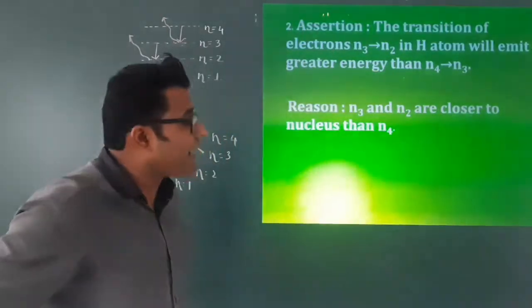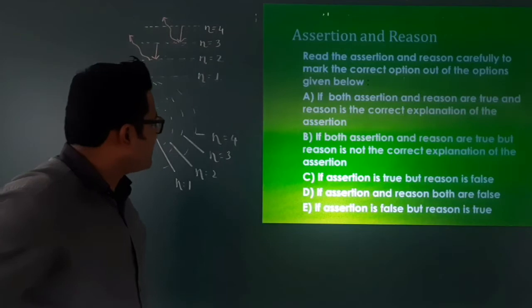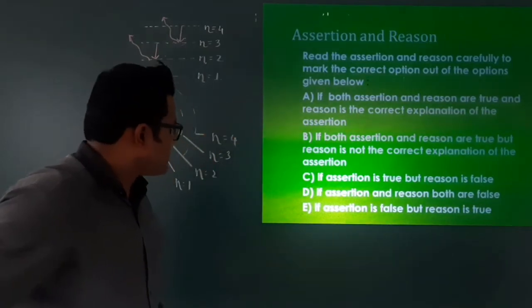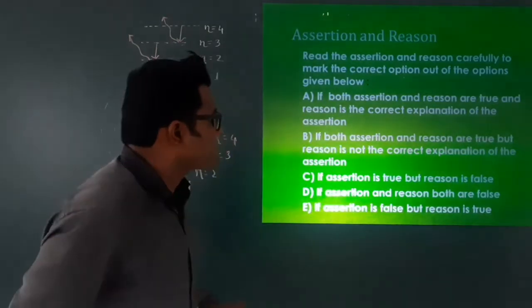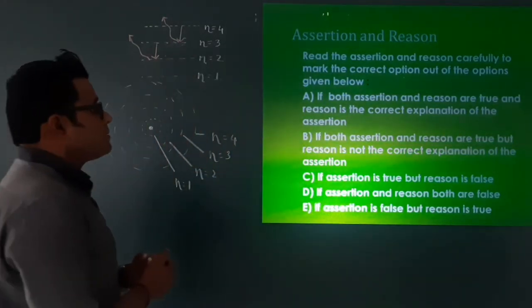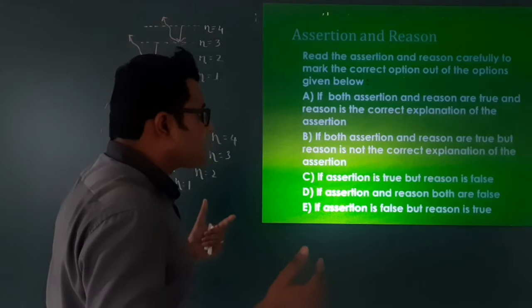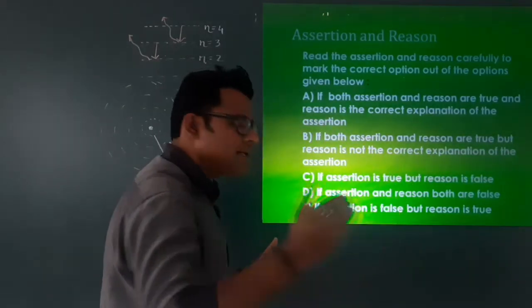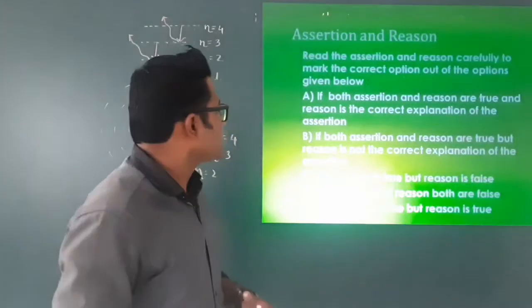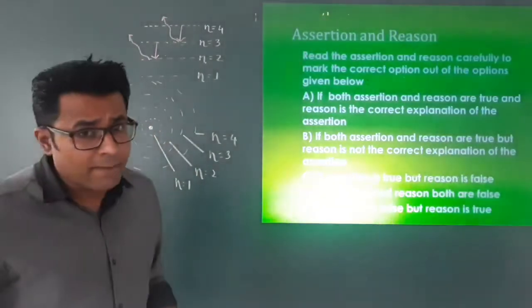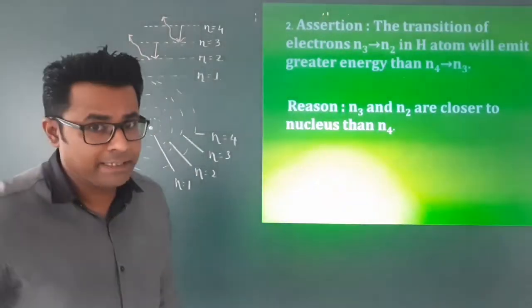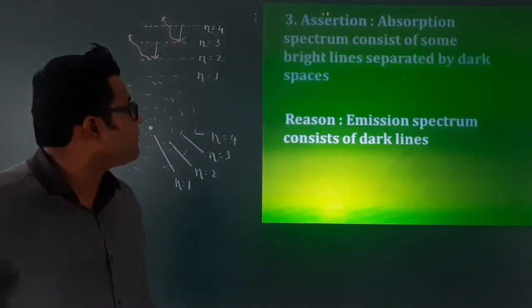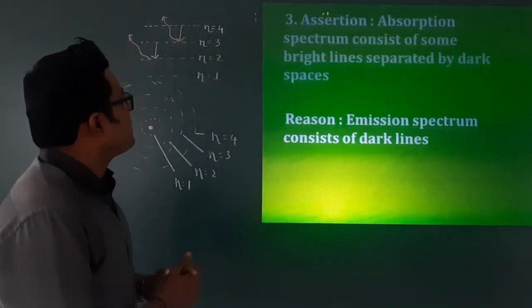Right? So if we go back, we are going to say that if both assertion and reason are true, but the reason is not the correct explanation for the assertion. So therefore, for question number 2, the answer is B. Going forward with question number 3.